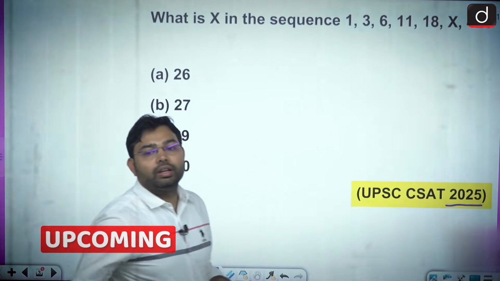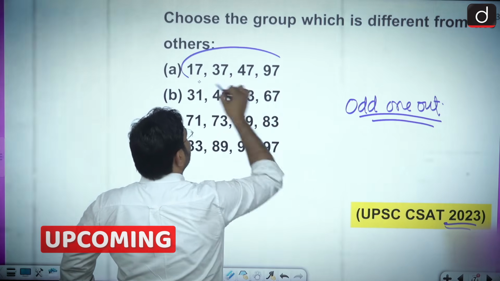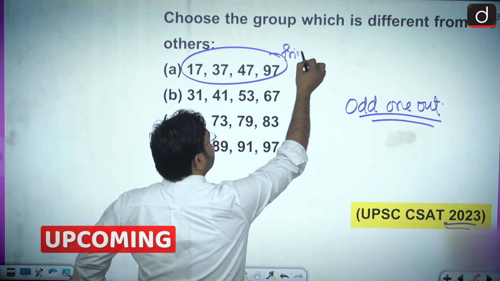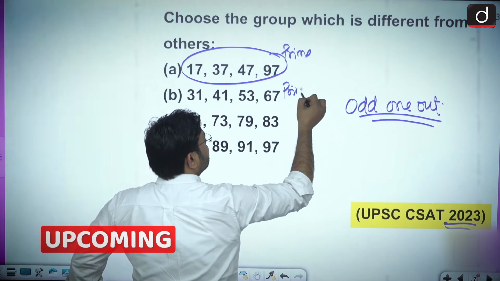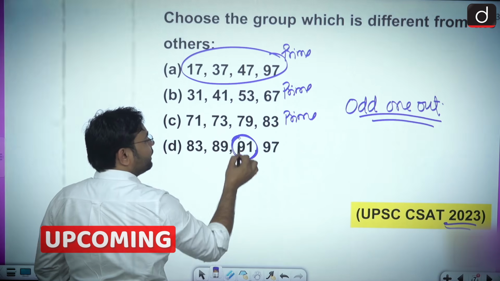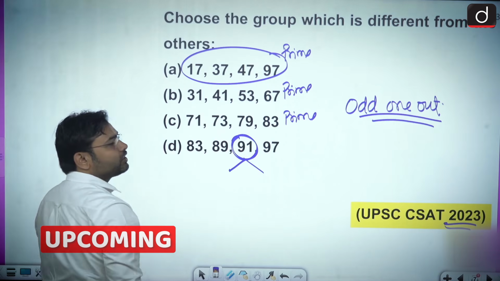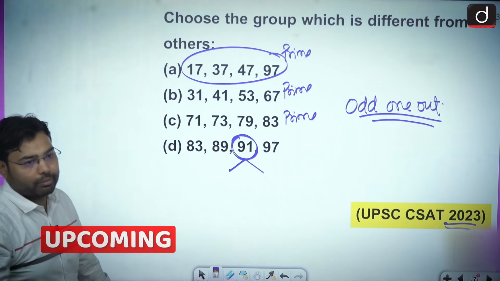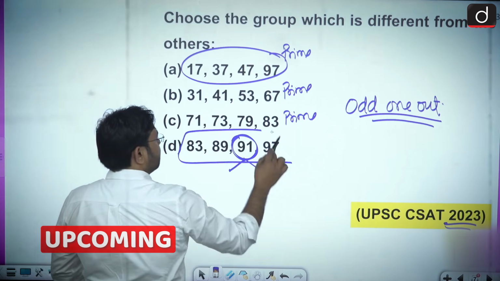CSAT 2025. This is a set of prime numbers. This is also, and this one also. But in this you have 91. 91 is not a prime number. So this is the different.